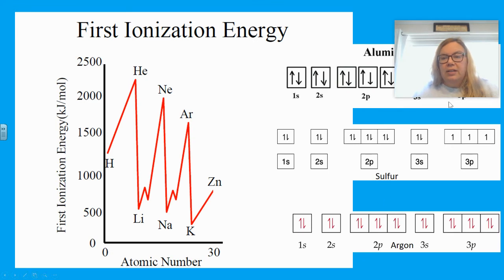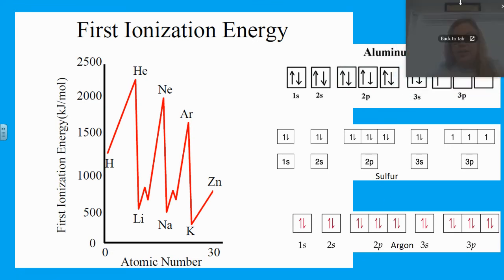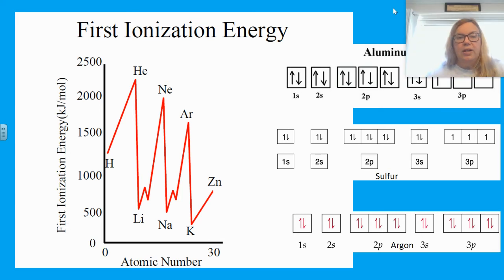So let's take a look at the first ionization energies, and let me raise my face just a little bit so you can see even better. You can see that helium has the highest ionization energy. Whereas as you go down the alkali metals, so you have hydrogen, lithium, sodium, potassium, you are decreasing in ionization energy because you're increasing in the distance from those valence electrons to the nucleus.